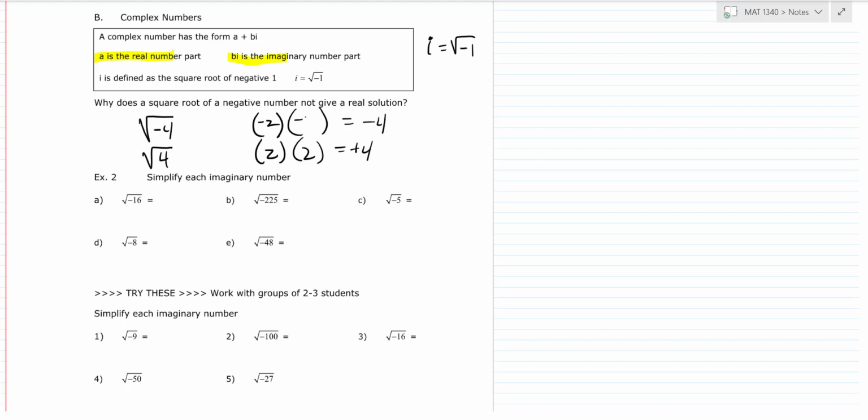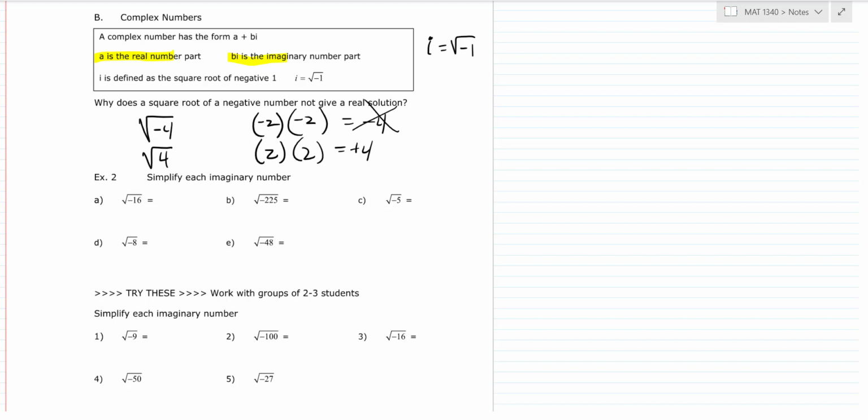I mean, if you do -2 times -2, well, that would give you positive 4. So it can't be that. The only other possibility is 2 times 2, and that would give positive 4. So it's impossible to take the same number and multiply and get a negative number.